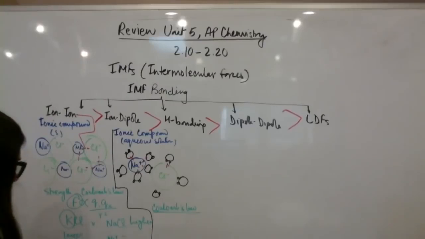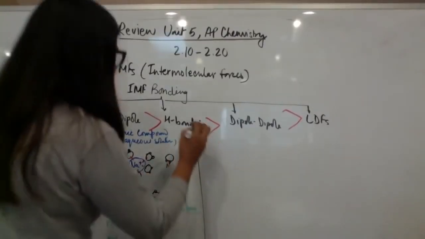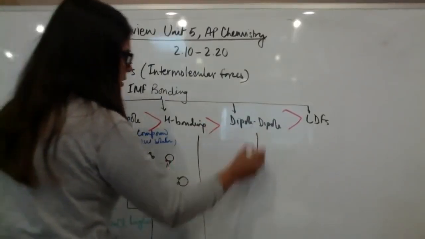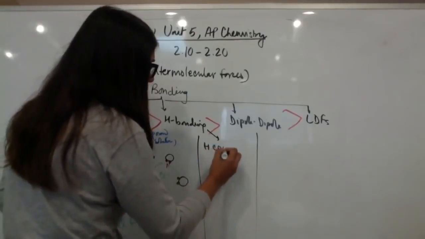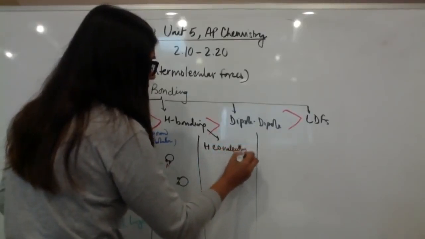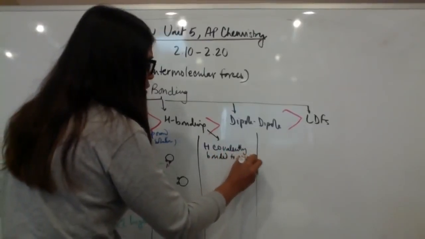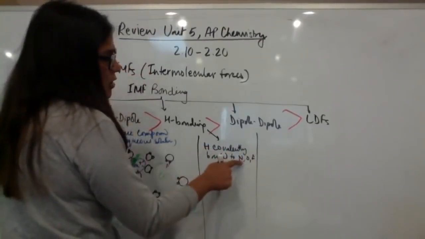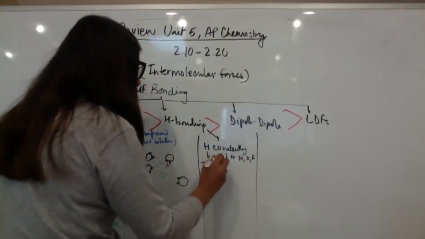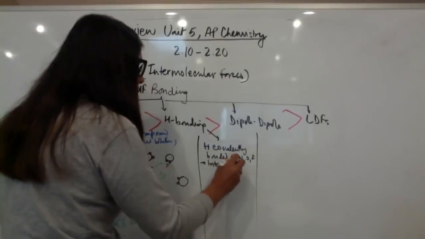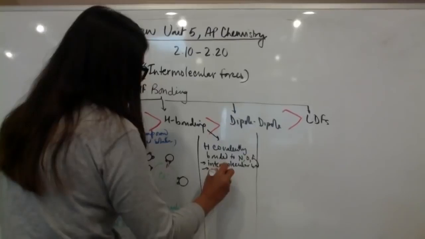Now talking about hydrogen bonding. Hydrogen bonding is a special type of bonding when hydrogen is covalently bonded to N, O, or F. Remember, hydrogen is fond of FON, okay? Then the intermolecular bond is called a hydrogen bond.